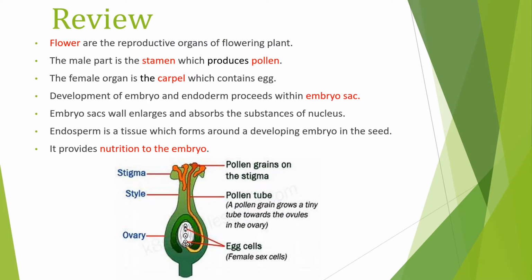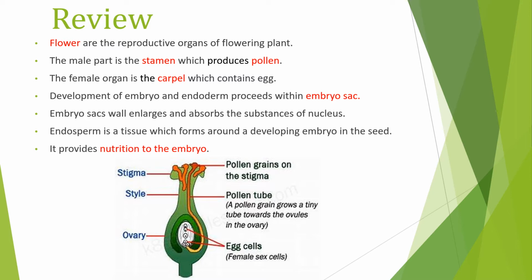So to take a review of the flower, as you know children, the flowers are the reproductive organs of the flowering plants. The male part is the stamen or the androecium, which produces pollens, that is the male gametes in the anther. And the female organ is the carpel or the gynoecium, which contains egg, that is the female gamete, and is the site for the fertilization.